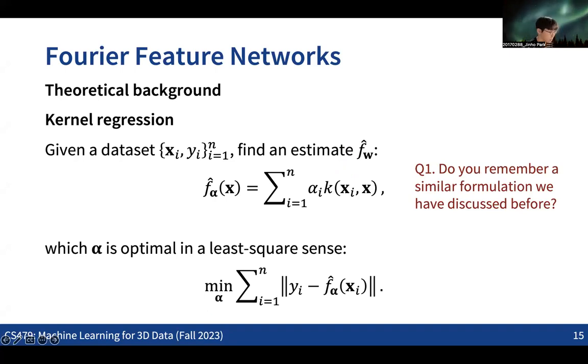So kernel regression is a very general setup in which we have data points x_i, and we have the output that we want to see for each input point. Then, given the kernel function here, we get the best value alpha for each data point, such that the output of this function becomes the same as the output that we want to see for each data point.